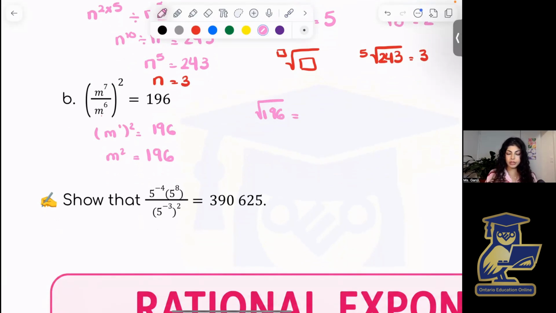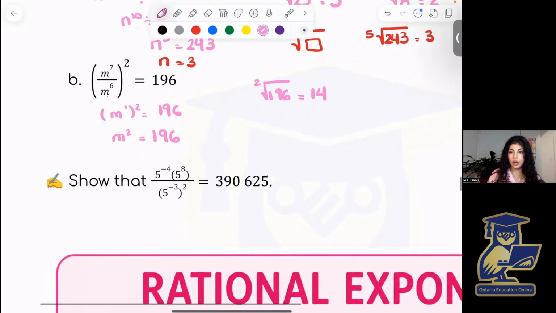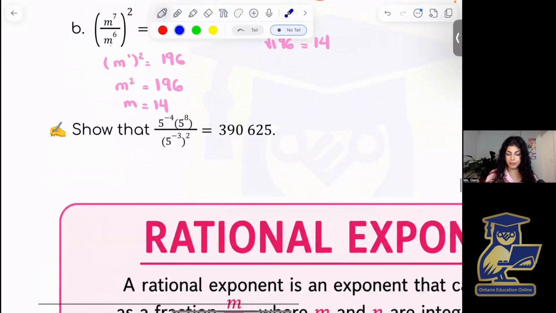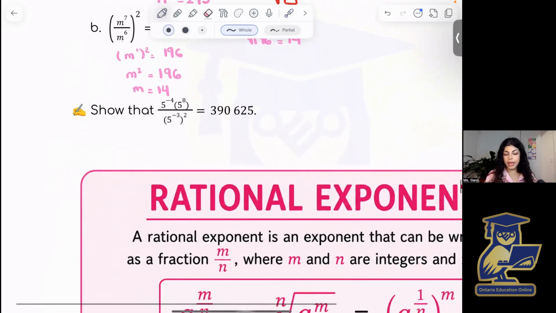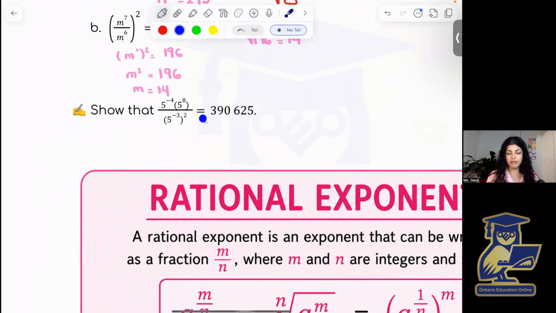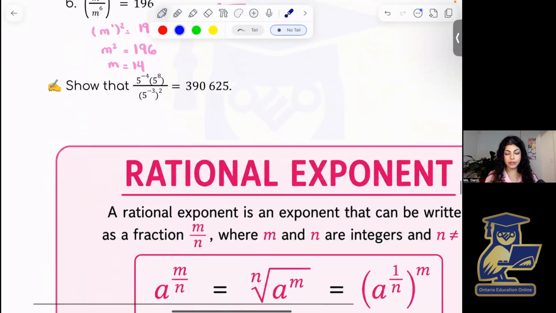Your calculator should have an automatic button for square root where you don't need to put the index, because it's automatically known as 2. If you evaluate this, you get 14. So m is equal to 14. I'll leave this one as an example for you to try on your own: show that this expression, if you simplify it, will evaluate to 390,625.